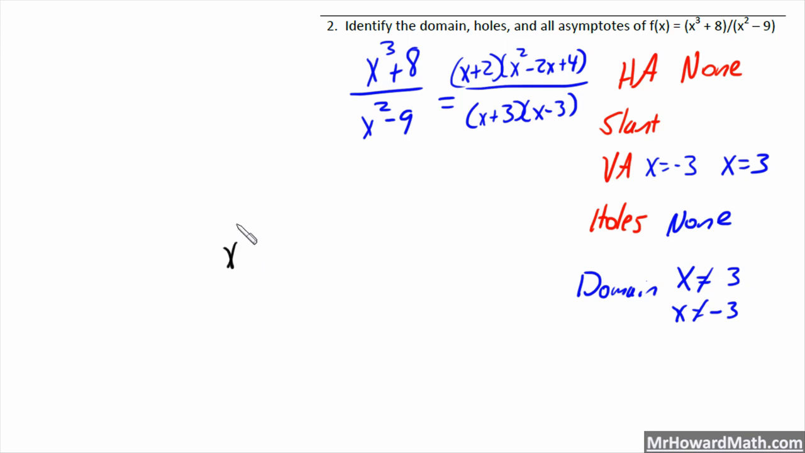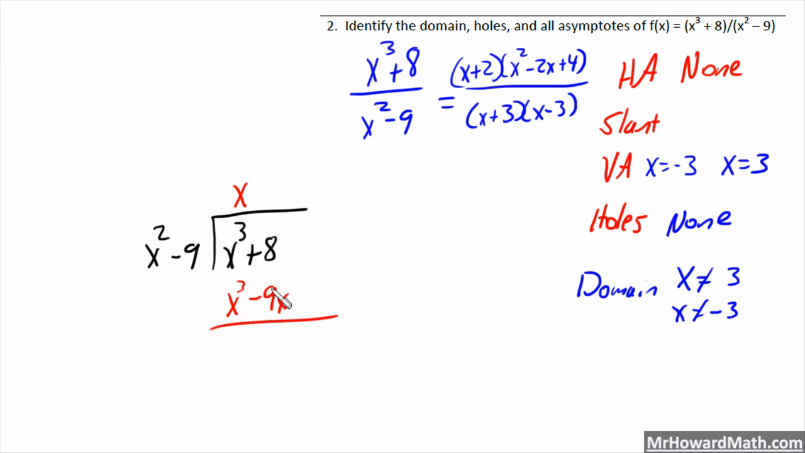So we'll have our x cubed plus 8 and we'll divide that by x squared minus 9. So what times x squared gives me x cubed? That's an x. So that's an x cubed here. X times negative 9 would be minus 9x. I should have written a 0x term there, but that's okay. So I would have negative 9x left, and then I would have to bring down the plus 8. Okay, you can't subtract these two from each other.